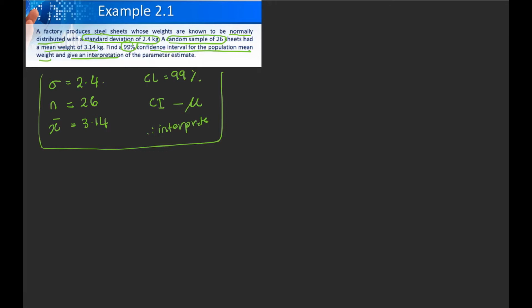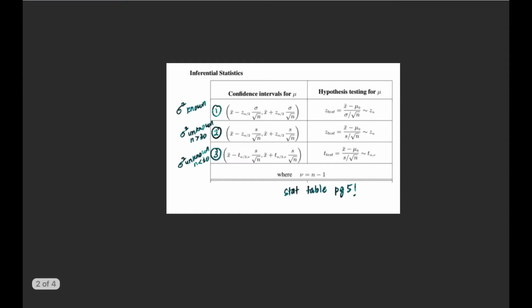There are 3 formulas. So which formula do you want to use? Let's look here. They give you the sigma and an x bar. So open your stat table, page 5. You will find this one, confidence interval for mu. There are 3 formulas. The first formula is used when you have sigma or sigma square. When sigma or sigma square is given, use formula number 1.